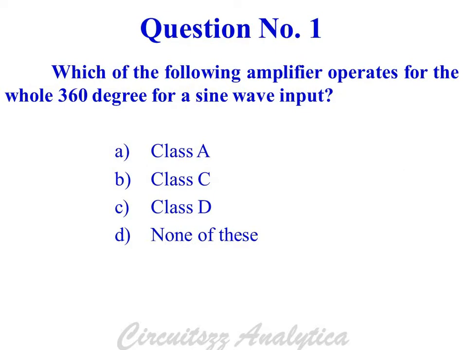Which of the following amplifier operates for the whole 360 degree for a sine wave input? Class A amplifier. In a Class A amplifier, the transistor is biased in such a way that the transistor conducts current throughout the 360 degree for a sine wave input. While for Class C and Class D amplifiers, that is not the case.